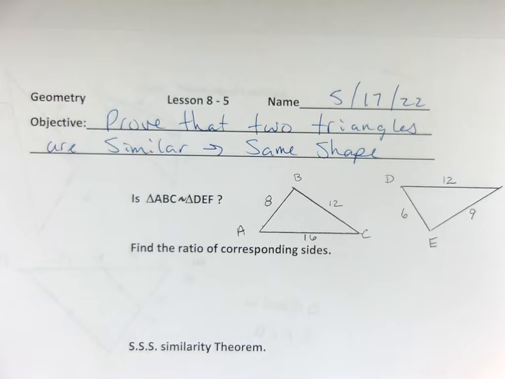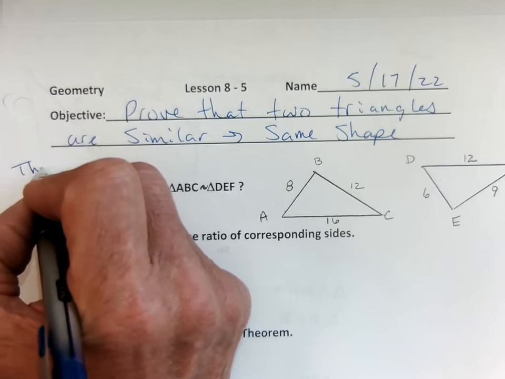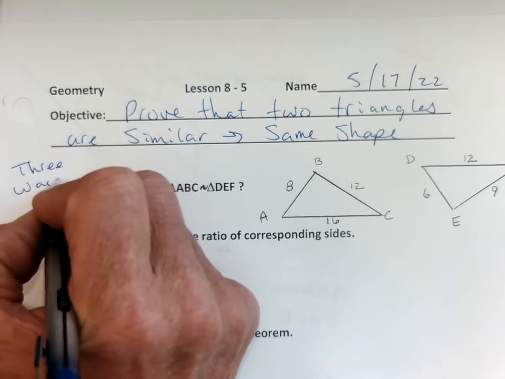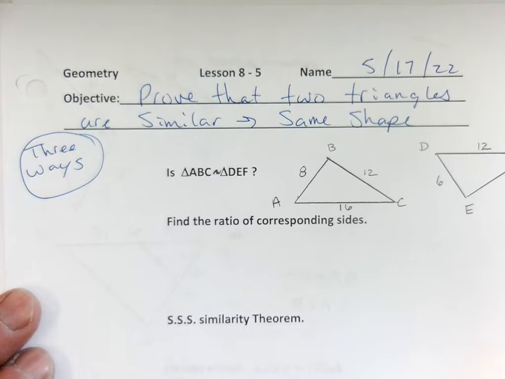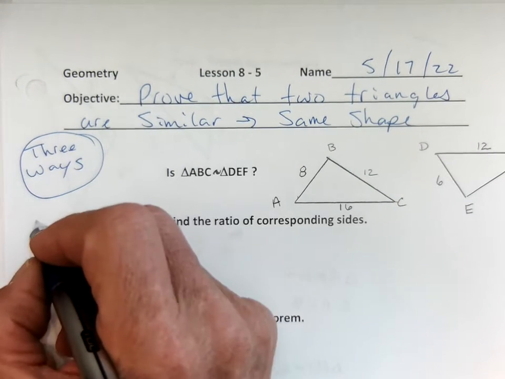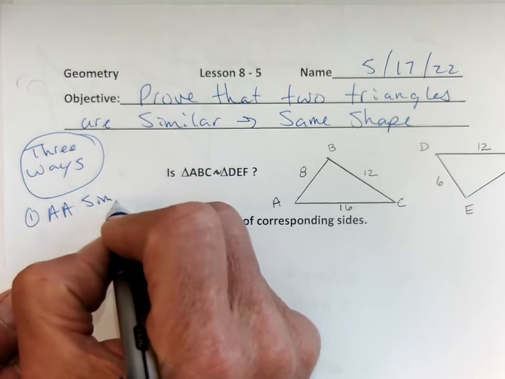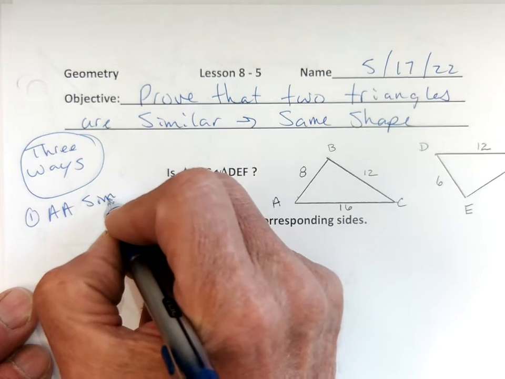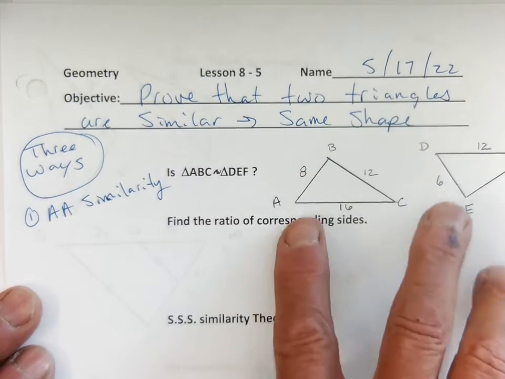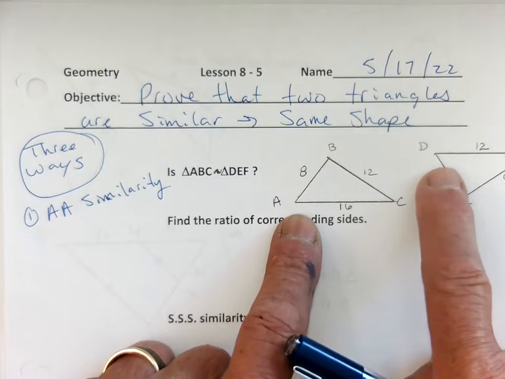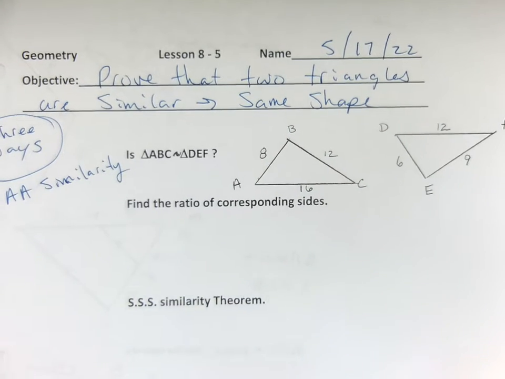Yesterday we talked about this. So we have 3 ways. There's 3 ways. Okay? Write this down. So there's 3 ways to prove two triangles are similar. One, we learned yesterday, is by angle, angle, sim. We learned that yesterday. If two angles of one triangle are equal to 2 angles of another triangle, then they're similar, okay?